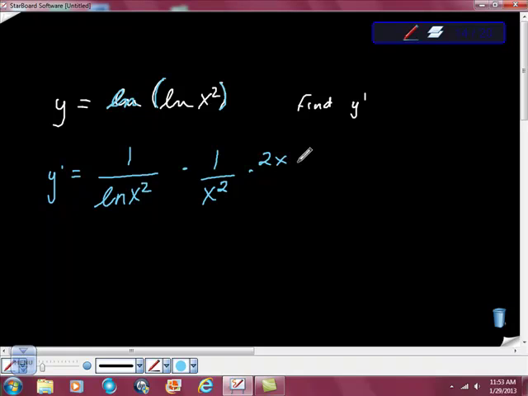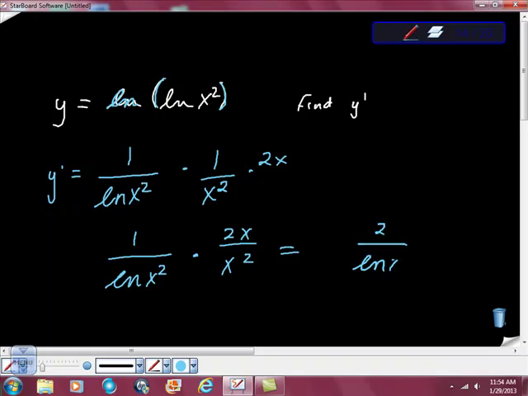Hold on a second. That's very pretty, isn't it? Did I do that right? Yeah. That gives us 1 over ln x squared times 2x over x squared. Gives us 2 over x, doesn't it? Oh, there it is. All right, I see it. Okay, so we get 2 over ln x squared.